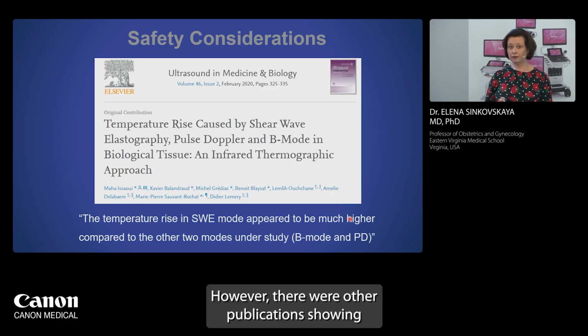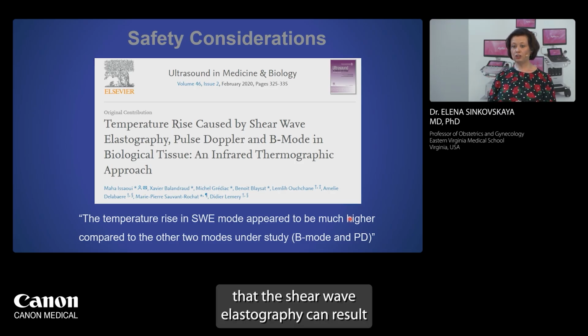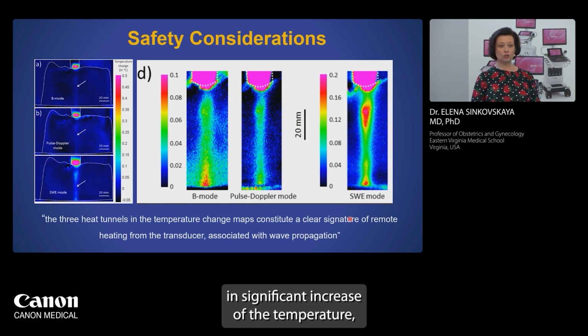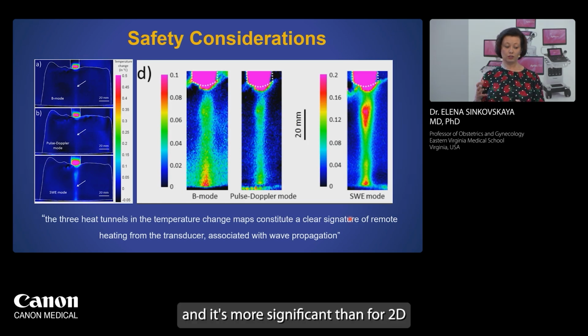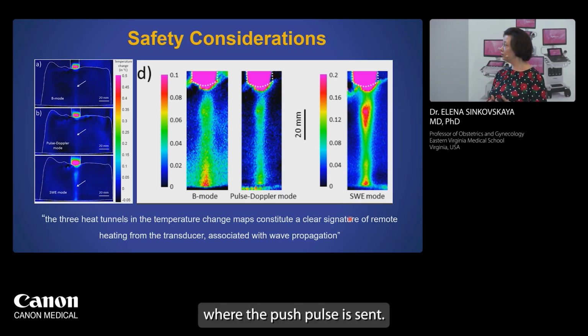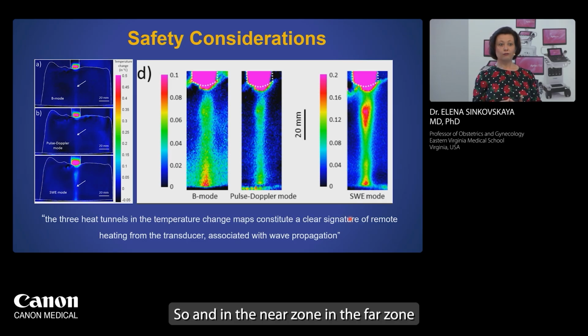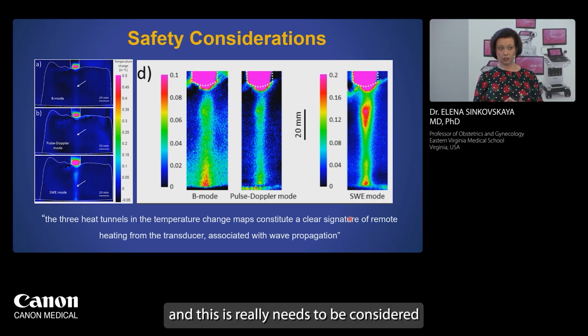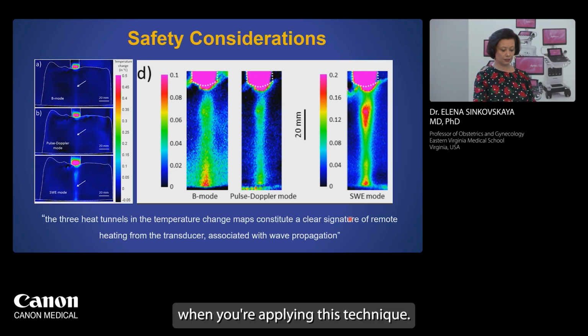However, there were other publications showing that the shear wave elastography can result in a significant increase of the temperature, and it's more significant than for 2D and the Doppler in general, and that happens along the entire line where the push pulse is sent, in the near zone and the far zone, and this really needs to be considered when you're applying this technique.